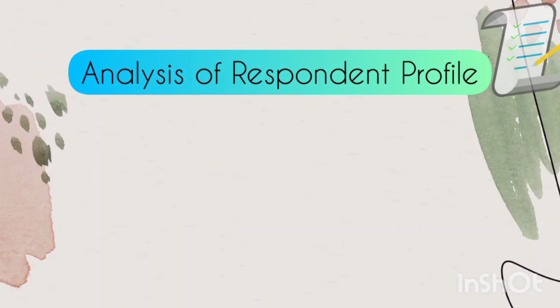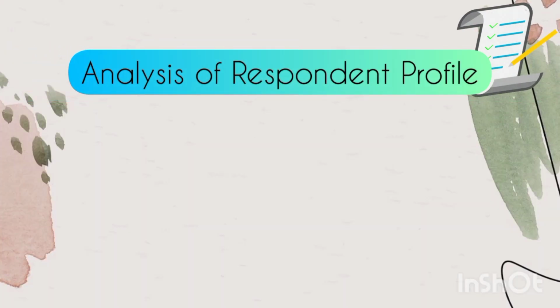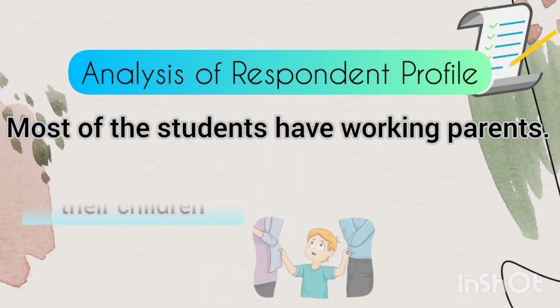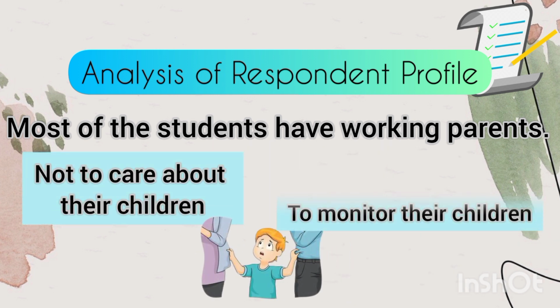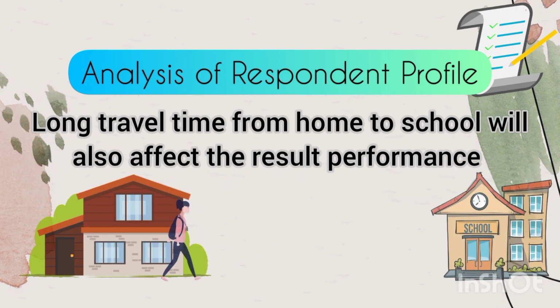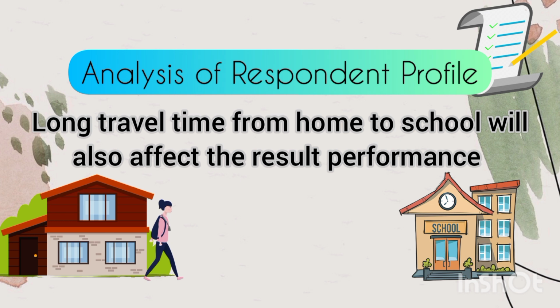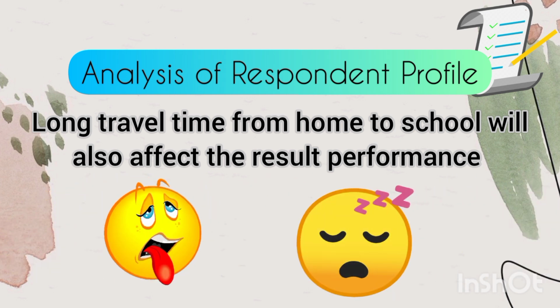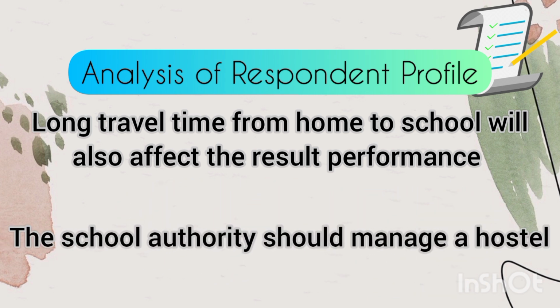On the analysis of respondent profile, we can see that most of the students have working parents. This can cause the parents not to care about their children because they do not have time to monitor them. Besides, the long travel time from home to school will also affect the performance because they probably will feel tired or asleep after a long travel distance to school. The school authority should manage a hostel for the students who spend more than 1 hour to reach school.